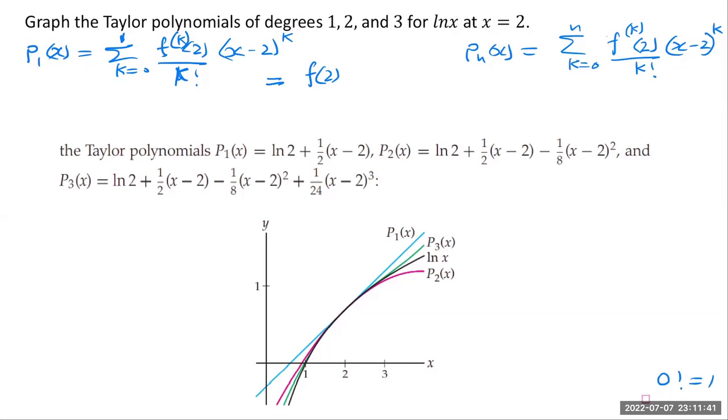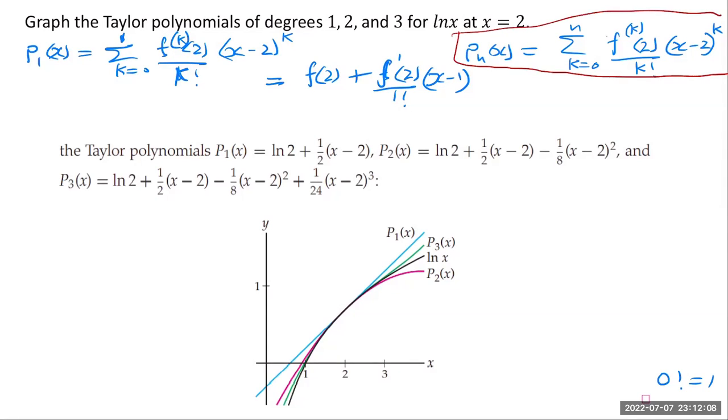This is just f of 2 plus, what else? Next, you plug in k is equal to 1. If you plug in k is equal to 1 here, you get f prime of 2 divided by 1 factorial times x minus 2 to the power 1. You have to have power 1 here. I don't really have to write 1 because it's just that expression itself. Okay, so this is the first Taylor polynomial or the degree 1 Taylor polynomial.